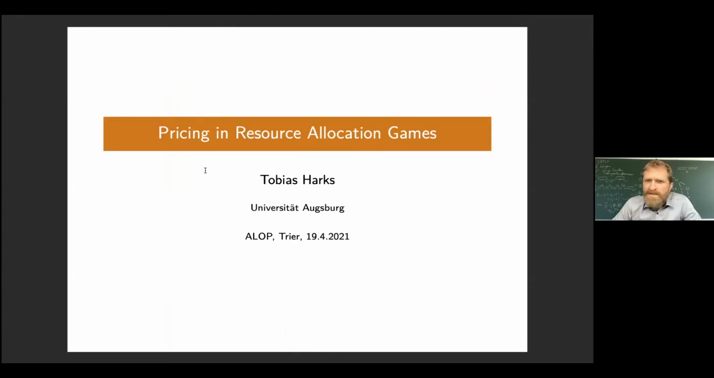So in this talk, I will speak about pricing in resource allocation games. And in this talk, I would like to bridge the gap between an economic research question and optimization related questions. And it will turn out that I will use several methods in continuous and discrete optimization to answer some economic questions related to pricing.